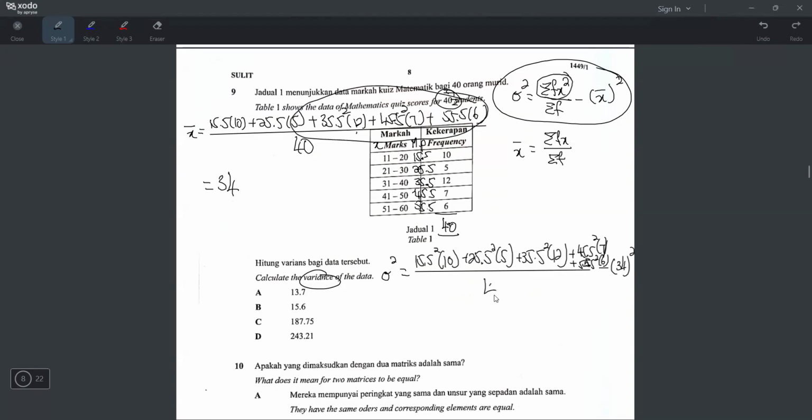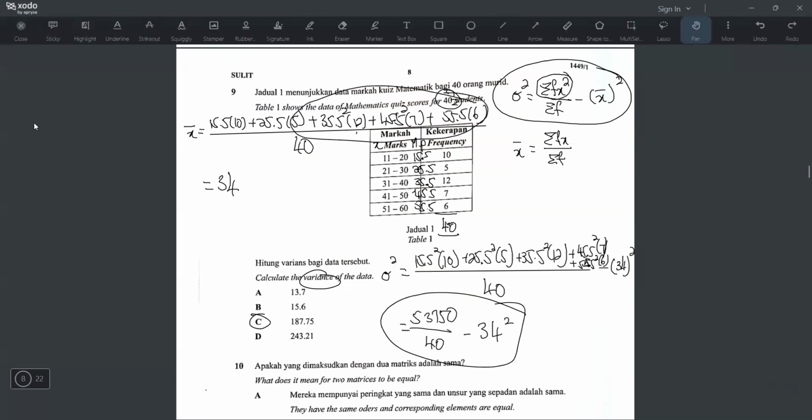Okay, and then divide by n, 40, and then later have to minus 34 square. All right, I'll press all this in my calculator, and let's see what we get. Okay, 15.5 square times 10 plus 25.5 square times 5 plus 35.5 square times 12 plus 45.5 square times 7 plus 55.5 square times 6. Okay, I'm pressing my calculator. My calculator gives me 53750. But this one I have to divide by 40 and then minus 34 square, right? So now let's press all this inside the calculator. Divide 40 minus 34 square. Okay, my calculator gives me 187.75. So the answer is C.